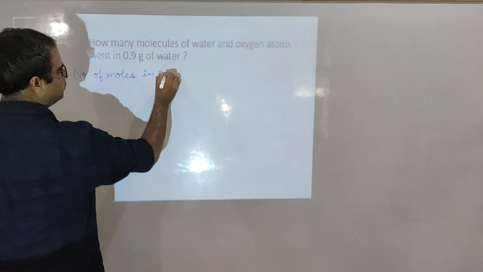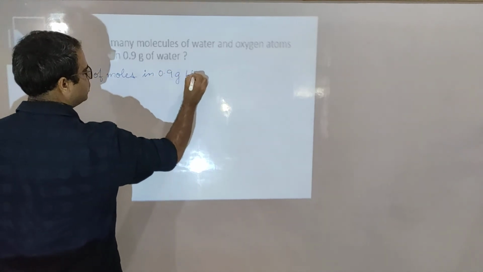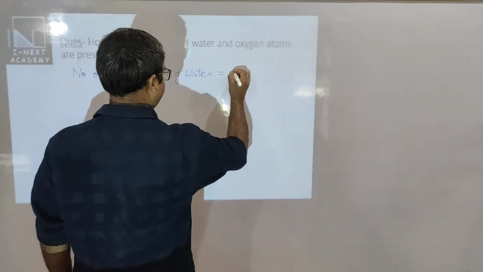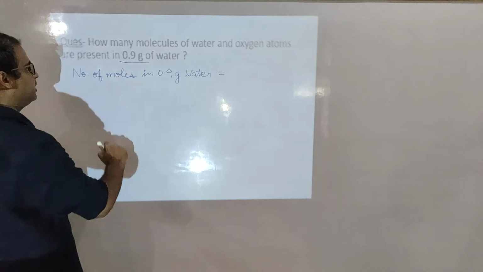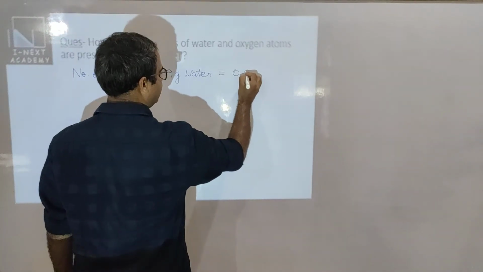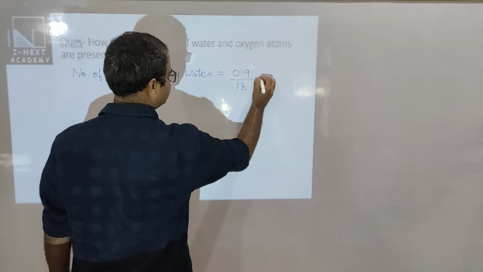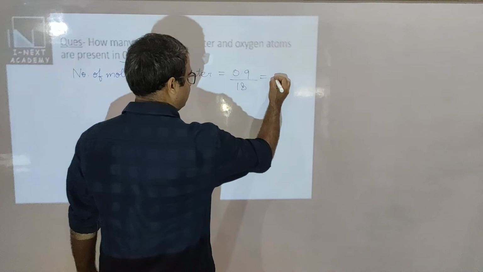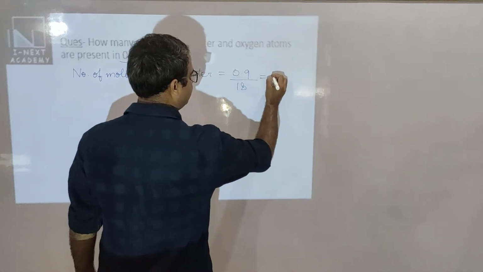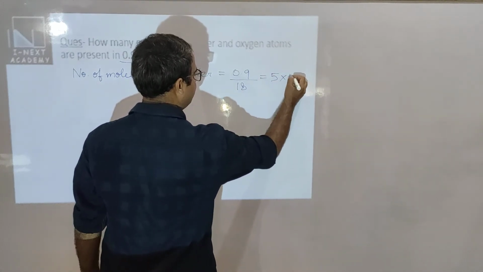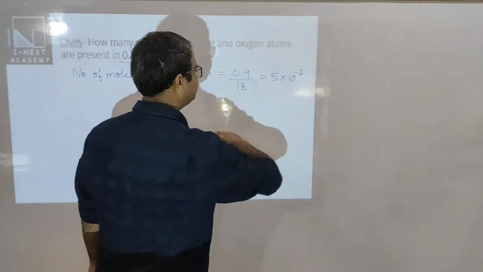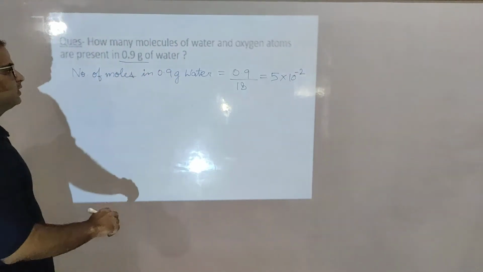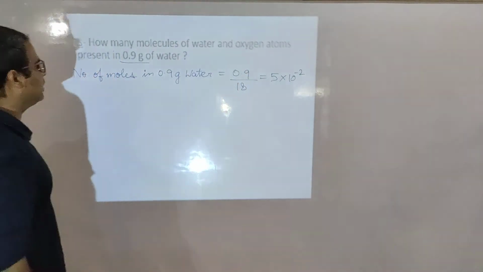In 0.9 gram of water. Okay, so the number of moles formula is given mass divided by molar mass. Given mass here is 0.9 gram, so 0.9 divided by the molar mass for water, which is 18. If you do the calculation, this will come to be 5 into 10 to power minus 2. So this will be your number of moles, for 0.9 gram of water, 5 into 10 to power minus 2.